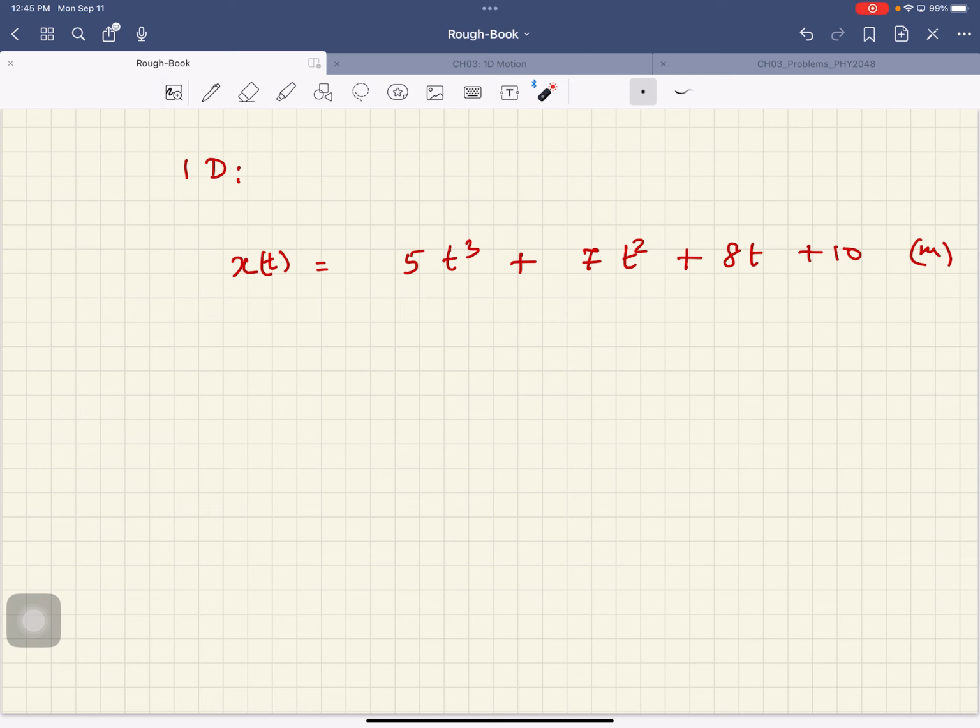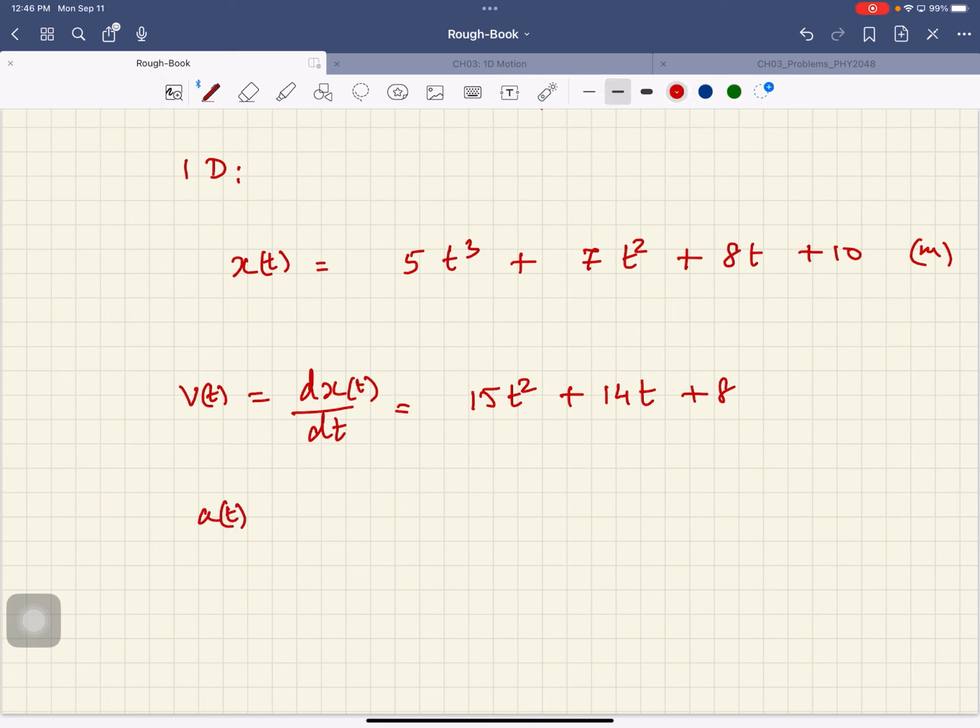So here's your position. Once you have your position as a function of time, you can calculate everything there is to calculate about the motion. A couple of the things you will be interested in are velocity and acceleration. The velocity is given by the time derivative of the position. What does this tell you? The velocity of the object at that time. It is given by 15t² + 14t + 8. So given this position as a function of time, you were able to calculate the velocity at any given time. And acceleration at any given instant is the time derivative of velocity.